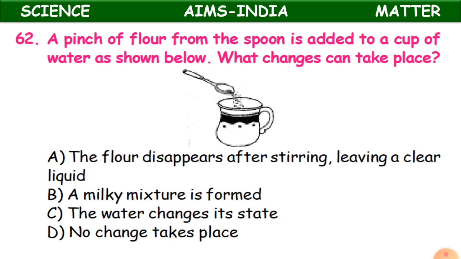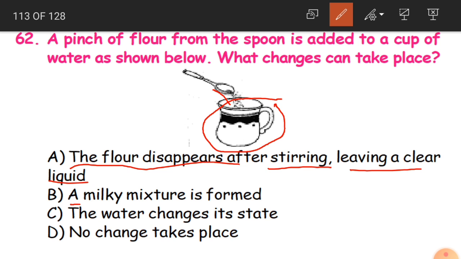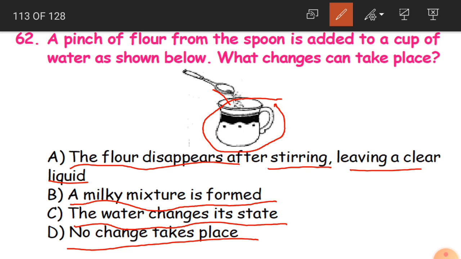62nd question. A pinch of flour from the spoon is added to a cup of water as shown below. What changes can take place? What happens if you take a cup of water and add a pinch of flour from the spoon? The flour disappears after stirring, leaving a clear liquid; a milky mixture is formed; the water changes its state; or no change takes place. And the answer is B.